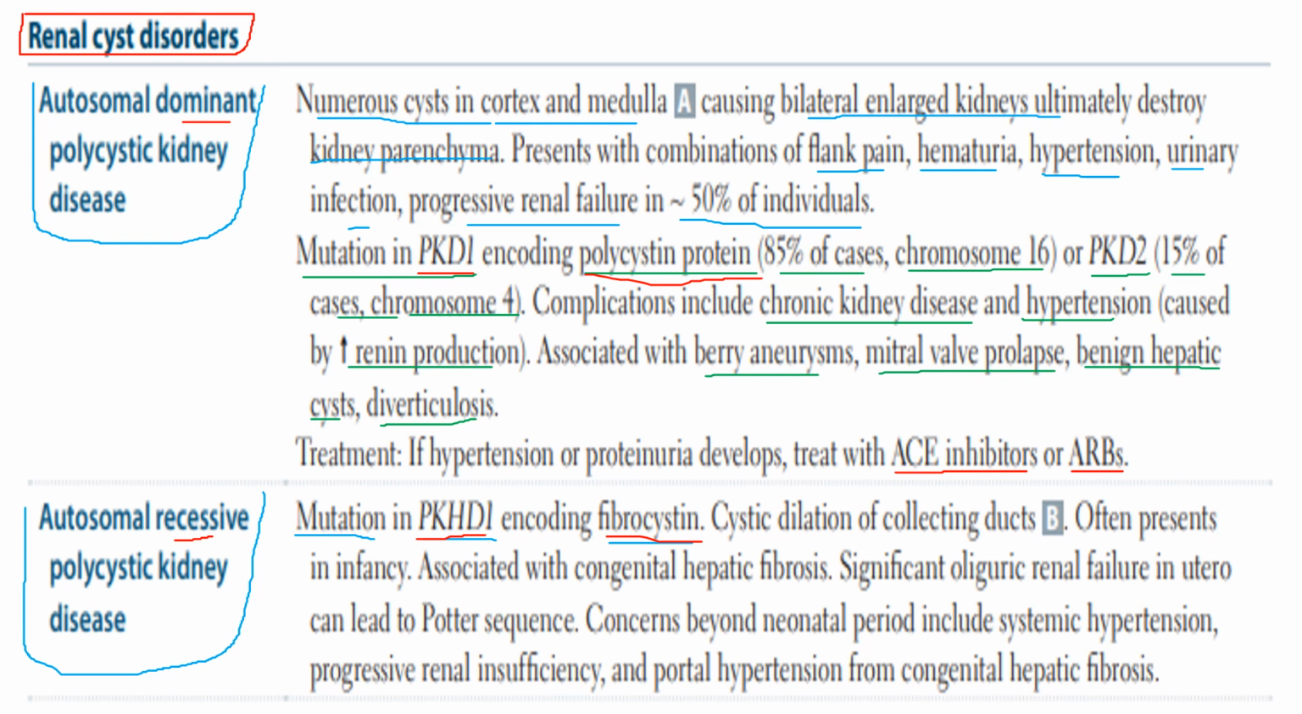Now, cystic dilation of collecting ducts often presents in infancy associated with congenital hepatic fibrosis. Significant oliguric renal failure in utero can lead to Potter sequence. Concerns beyond the neonatal period include systemic hypertension, progressive renal insufficiency, and portal hypertension from congenital hepatic fibrosis.